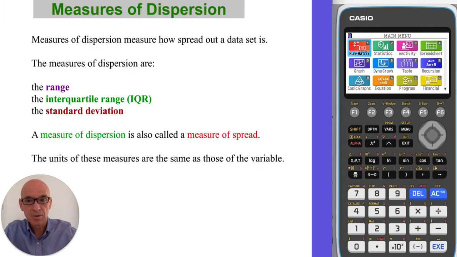So measures of dispersion measure how spread out a data set is. And the measures of dispersion are the range, or the interquartile range, and later on the standard deviation. A measure of dispersion is also referred to as a measure of spread. And the units of all these measures are the same as those of the variable.